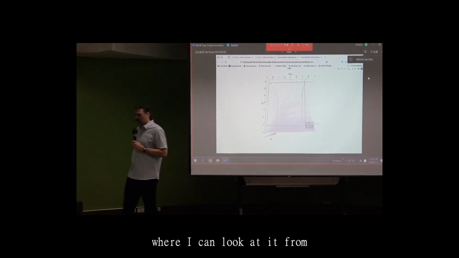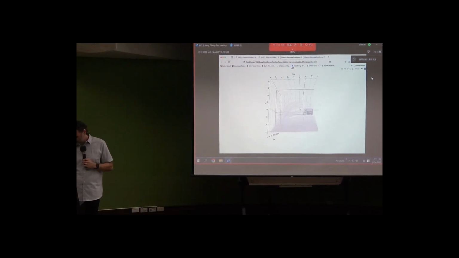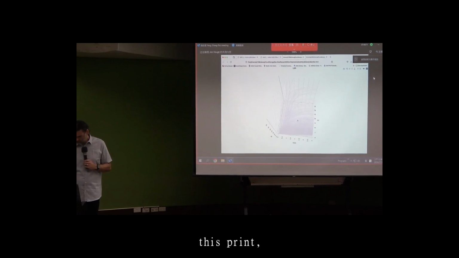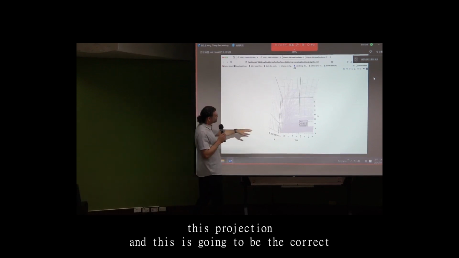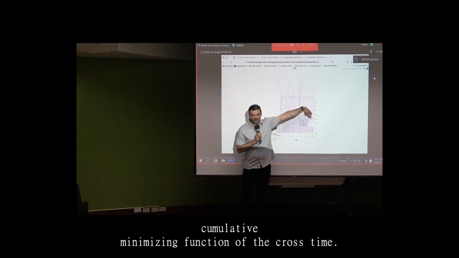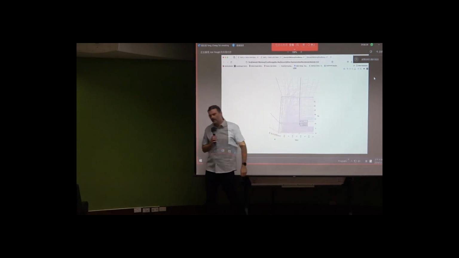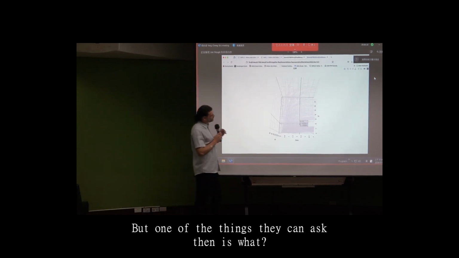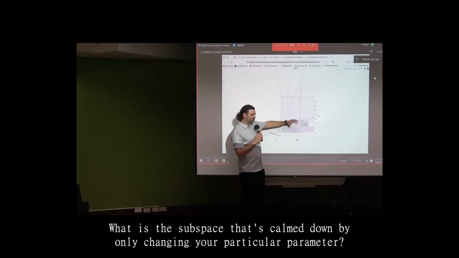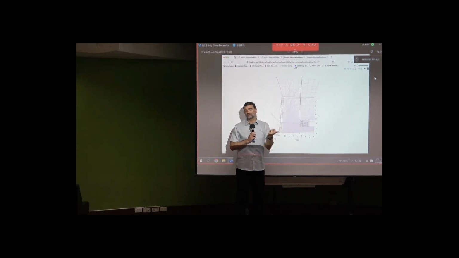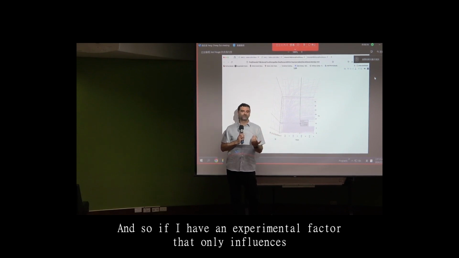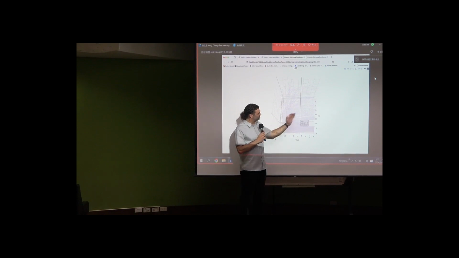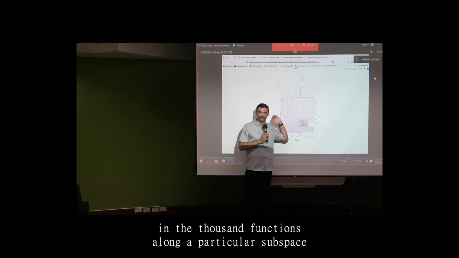Or I can look at it from this projection, and this is going to be the correct accumulators, or cumulative hazard functions, across time. And so I'll show a figure later, Jim, that's more directly answering that. But one of the things we can ask then is, what is the subspace that's carved out by only changing a particular parameter? If I have an experimental factor that only influences drift rate, for example, I should expect to only find cumulative hazard functions along a particular subspace there.